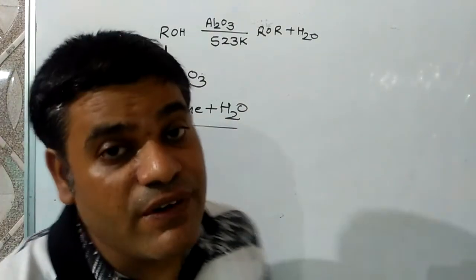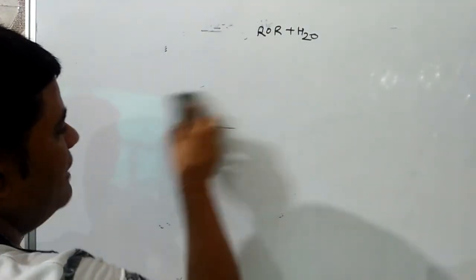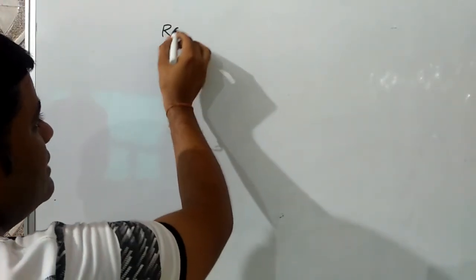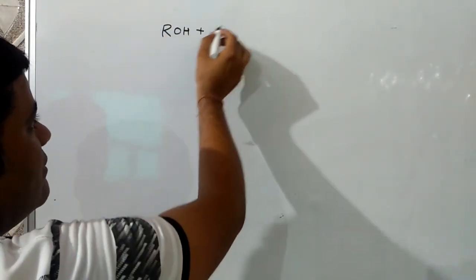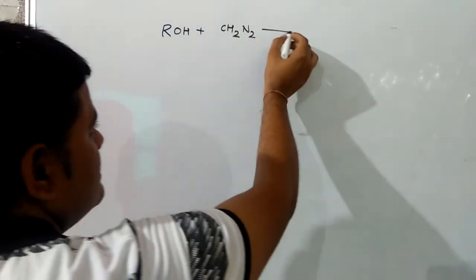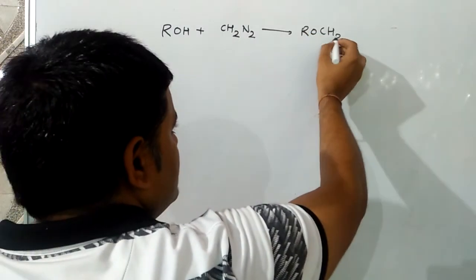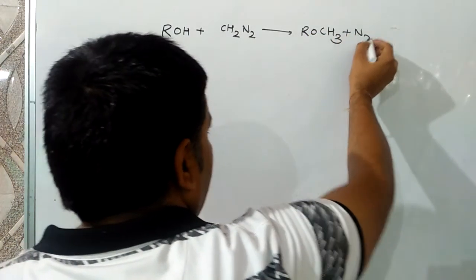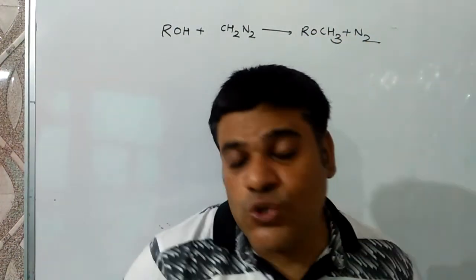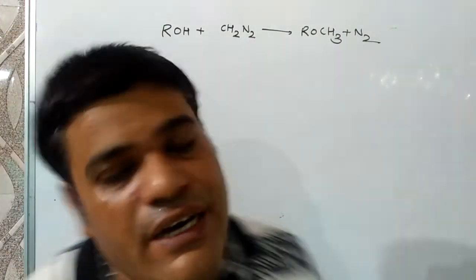Now, the next method by which ethers can be prepared from alcohol is reaction with diazomethane. In this case, alcohol reacts with diazomethane to give ether plus nitrogen. Diazomethane has the formula CH2N2, and it reacts with alcohol to produce ether.